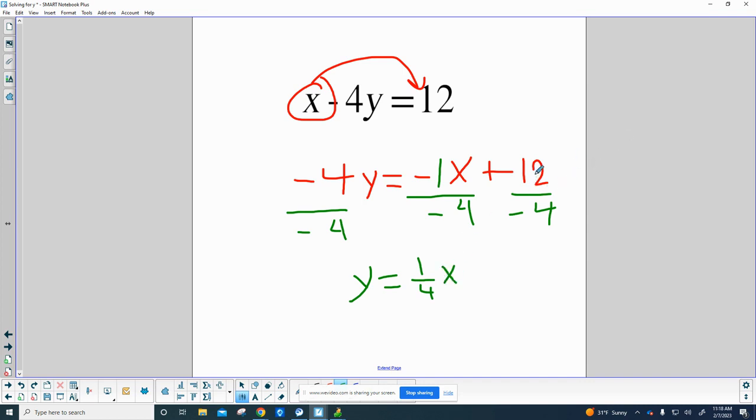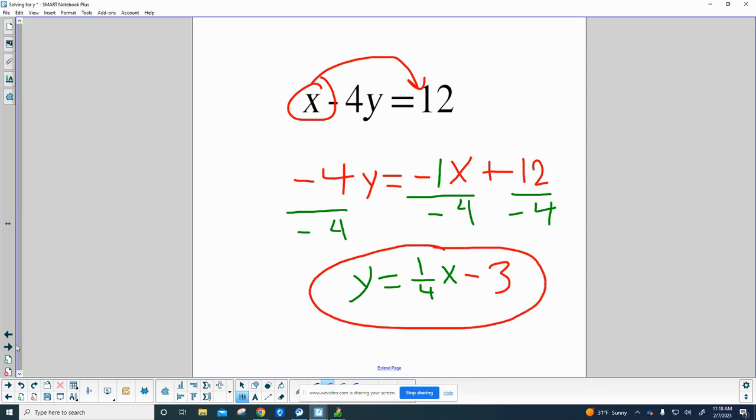And then at the end, we have 12 divided by negative 4. So 12 divided by 4 is 3. A positive divided by a negative, we don't want a positive here. We want a negative. So that's going to be a negative 3. And that would be our y-intercept. So we've just solved that for y, and it is now ready for graphing.